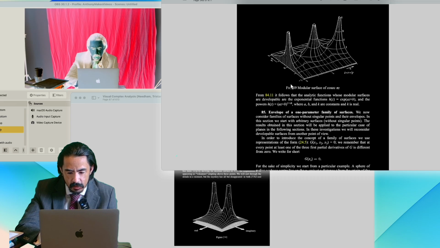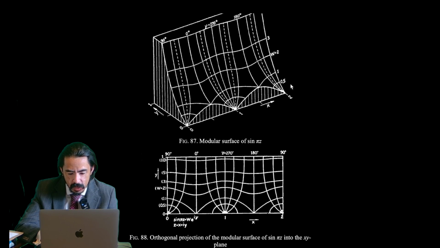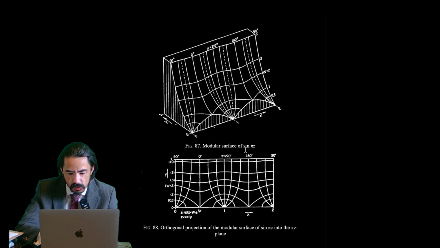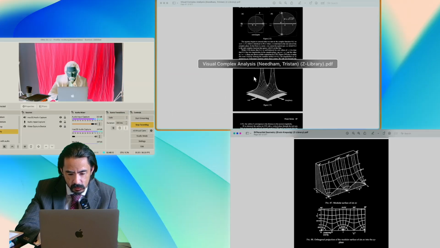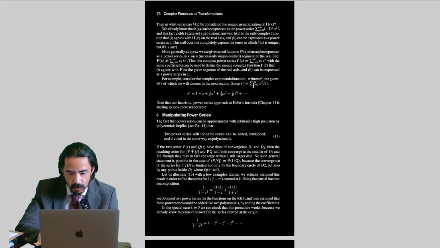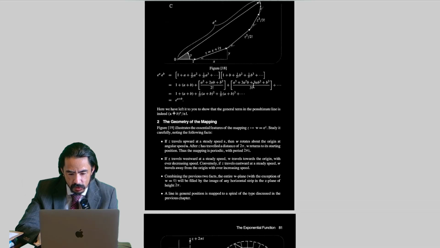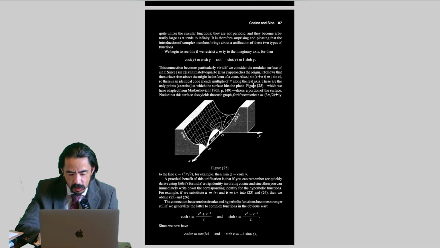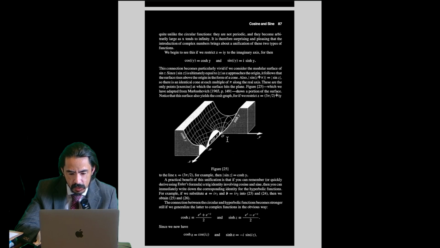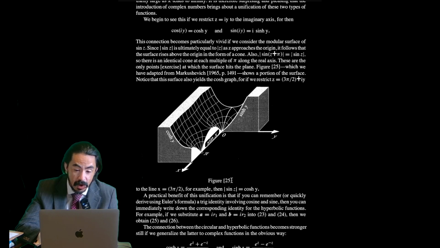We also have, okay, from the Kreyszig book, figure 87, figure 88. We're looking at the modular surface of sine of pi times z. And then we have this orthogonal projection. This is maybe not the best way. Not all encompassing. We can scroll through here and I'll let you be the judge. Take a gander at figure 25 from Visual Complex Analysis. We have just normal sine of x. Then we have hyperbolic sine, hyperbolic cosine. That's a pretty slick take.